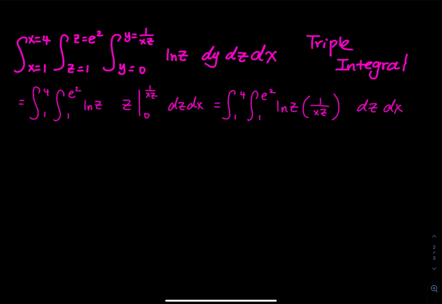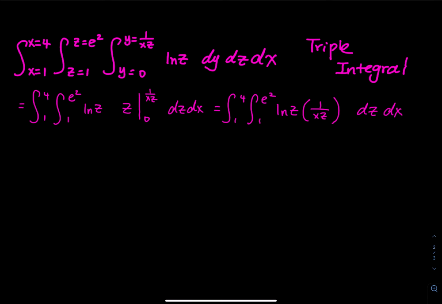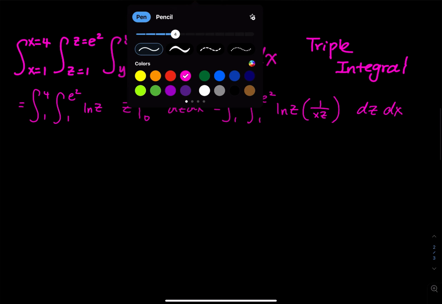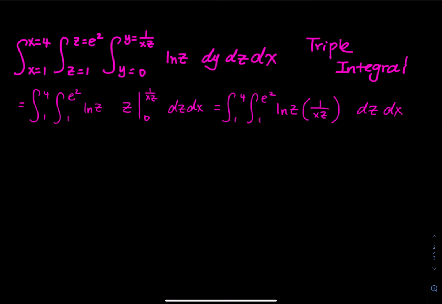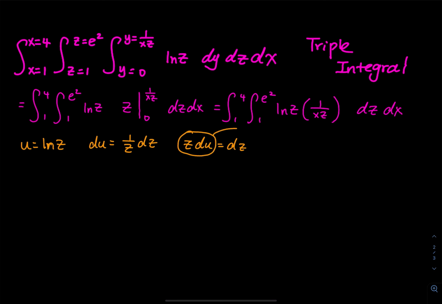How about we try a u substitution? I am going to let u equal ln(z), and then du equals 1 over z dz. Multiply the z to the other side: z du is equal to dz. And then I will do a change of variable and move that to this dz.